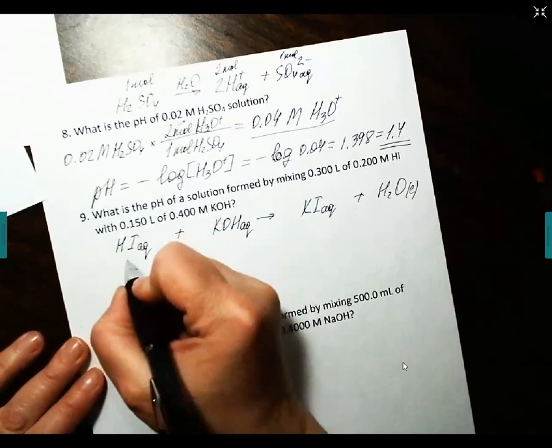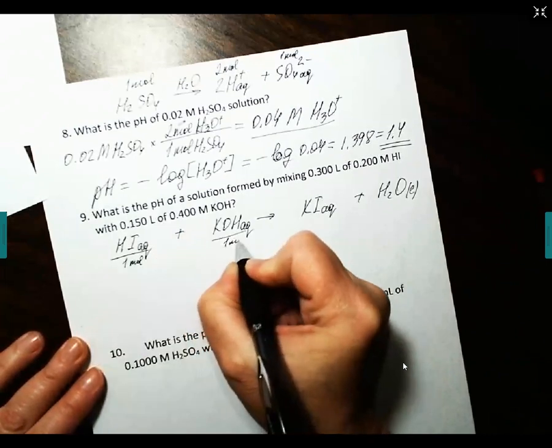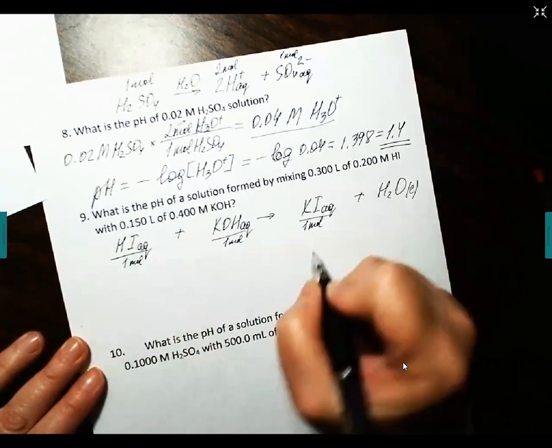Everything else is soluble. So it is 1 mole, right? Reacts with 1 mole and gives us 1 mole of potassium iodide.